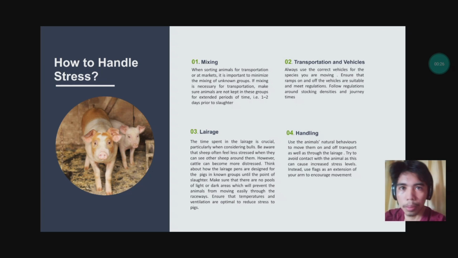Number 2. Transportation and vehicles. Always use the correct vehicles for the species you are moving. Ensure that the ramps on and off the vehicles are suitable and meet regulations. Follow regulations around stocking densities and journey times.